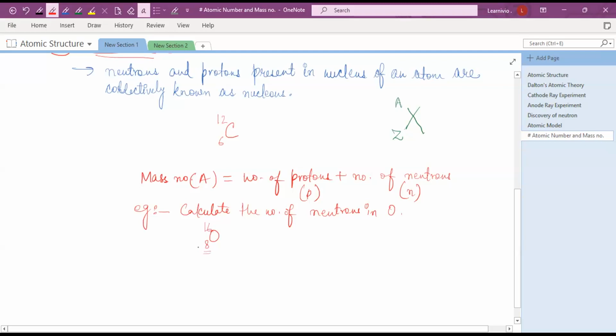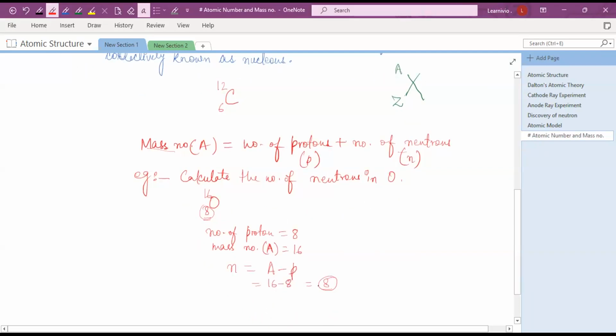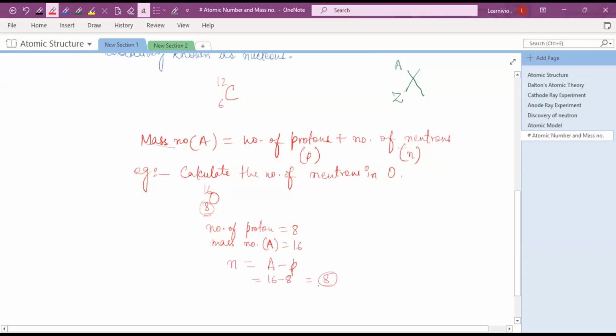So we know that the atomic number is equal to the number of protons, right? So the number of protons is 8. And the mass number A is equal to 16. So we can calculate the number of neutrons: N equals A minus P, 16 minus 8, so 8. The number of neutrons is 8, and the number of electrons and protons is also 8. Clear?